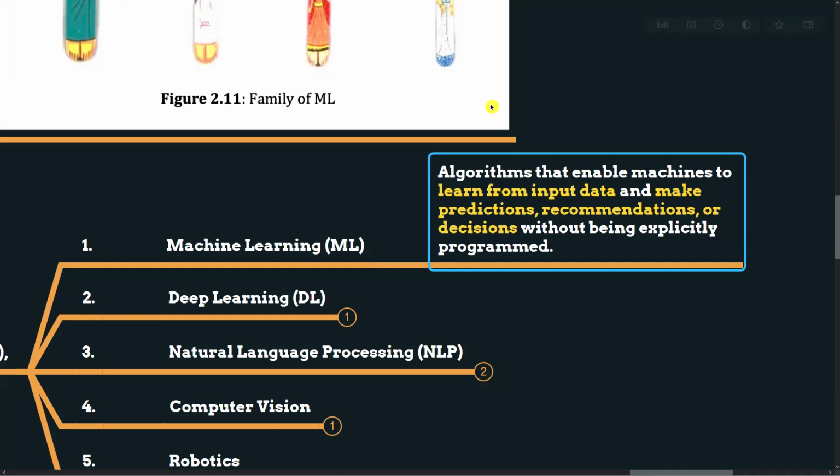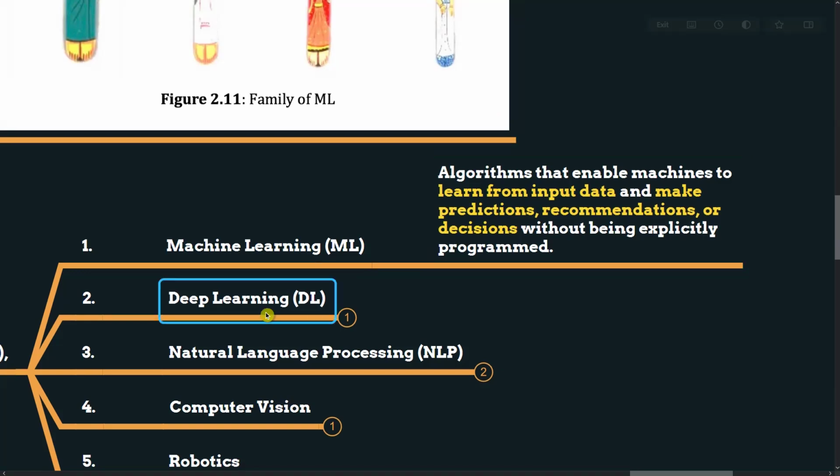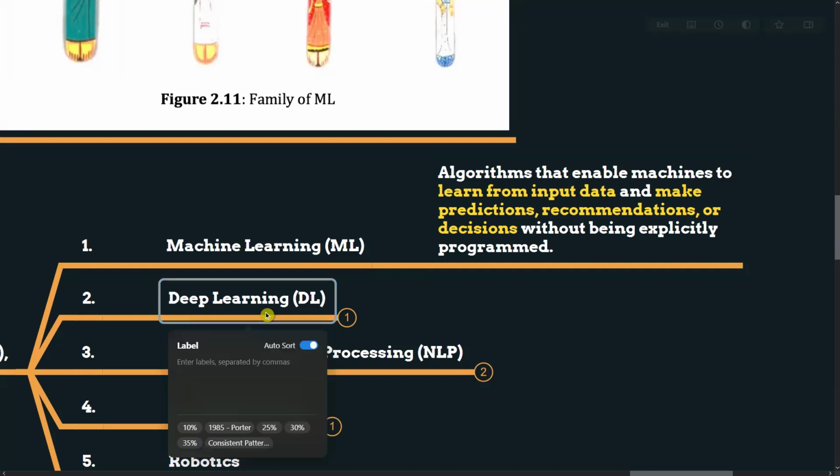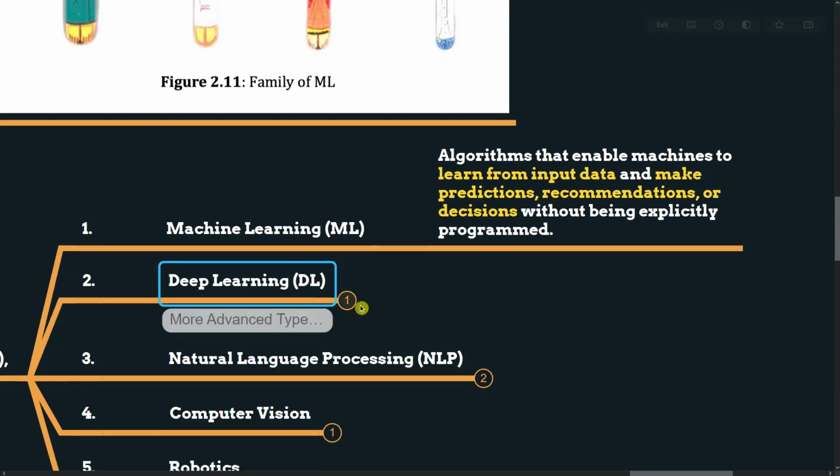Okay, cool. So then let's talk about deep learning. Deep learning is a more advanced type of ML. We can label this as a more advanced type of machine learning. This is a kind of machine learning, but deep learning, DL, is an advanced type of machine learning.